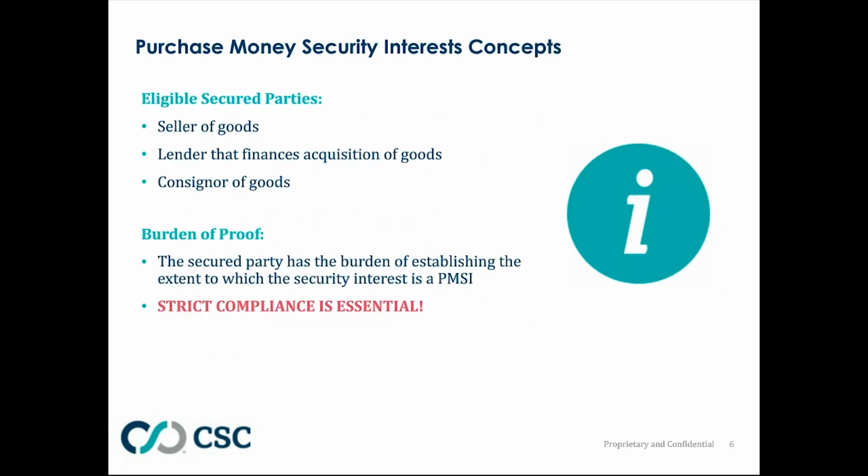Purchase money security interest concepts. Eligible secured parties could be a seller of goods, a lender that finances the acquisition of goods, and also a consignor of goods. There is a burden of proof. That is, the secured party has the burden of establishing the extent to which the security interest is a PMSI. Strict compliance is essential. You must follow all the steps.